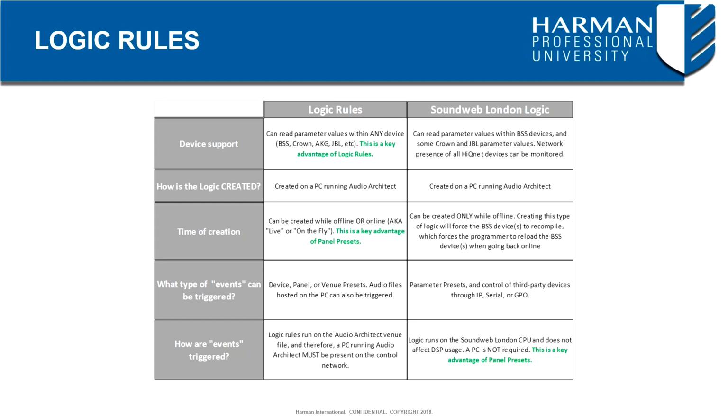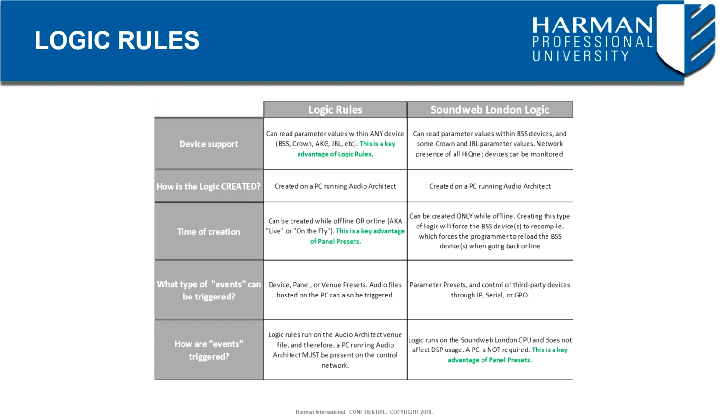Logic rules in Audio Architect are fairly simple. While we can essentially read any parameter value within a venue file, we cannot create very complex rules. As we'll see shortly, the Logic Rules tool uses a step-by-step wizard for configuration.